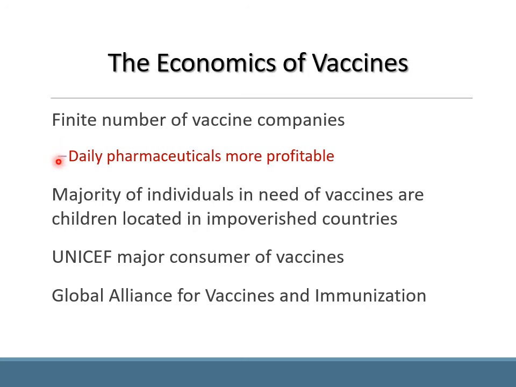If you look at how much it costs to develop a vaccine, and knowing that if you can develop something that people have to take every single day, that's much more profitable than a once or twice in a lifetime vaccine. The majority of individuals that get vaccines and need vaccines are in impoverished countries. So because of that, UNICEF pays for many of these vaccines in order to provide them for children in these countries, as well as the Global Alliance for Vaccines and Immunization. Okay, so economics of vaccines.